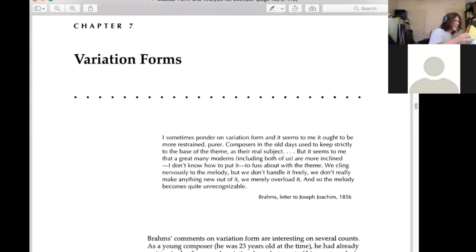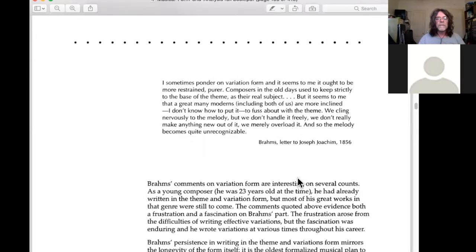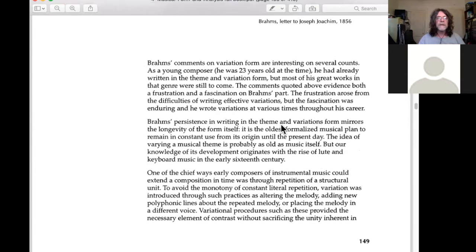I don't have a lot of room here, so I have to switch things around all the time. So the variation form is, it probably says that right down here somewhere.